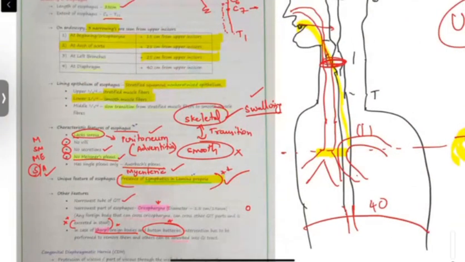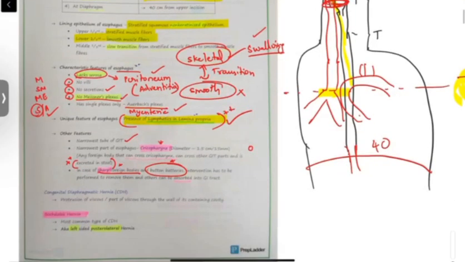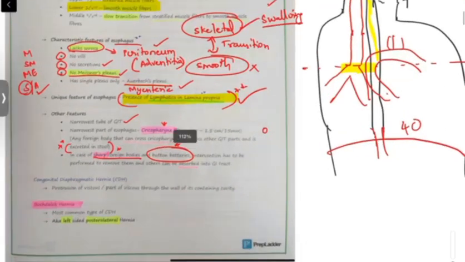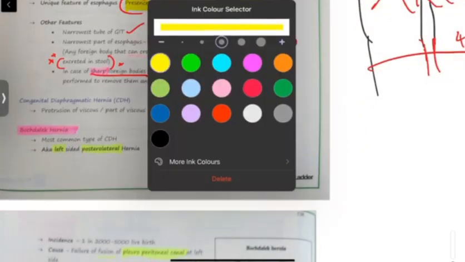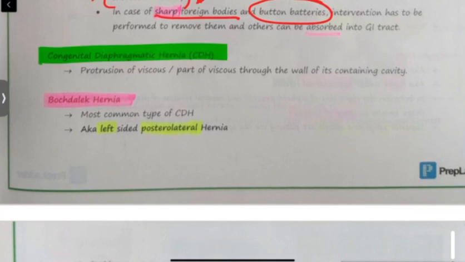So this was about basic anatomy, like what are the three constrictions of the esophagus, what is the length of the esophagus, and then the lining epithelium and muscles of the esophagus, what are the characteristic features and unique feature, and some other features of the esophagus. So now we'll be starting with diseases of the esophagus. First one being congenital diaphragmatic hernia.